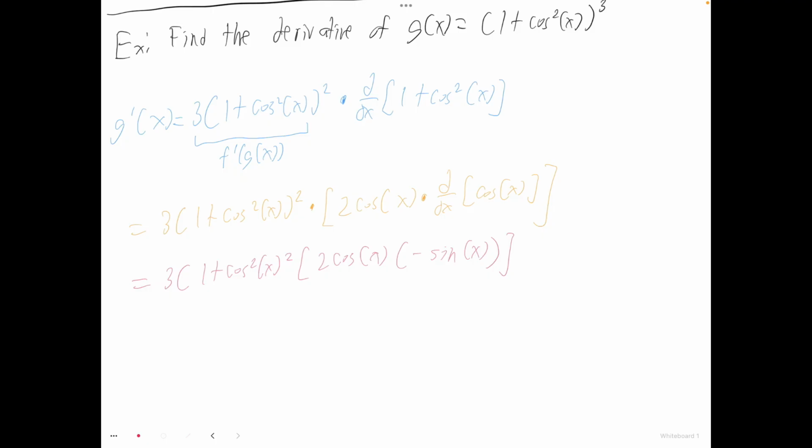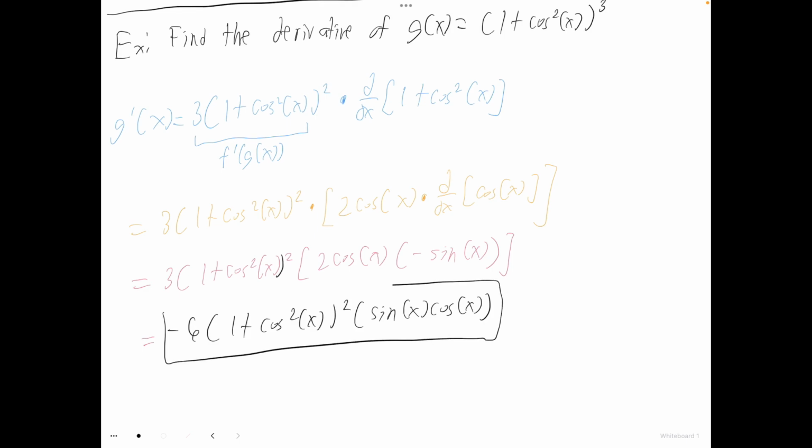And so multiplying this all out, we are going to have a 3 here with a 2 there, and a negative sign, so we have negative 6 times 1 plus cosine squared of x, all squared, and then times sine of x times cosine of x. And so that is our derivative for 1 plus cosine squared of x all cubed. And we were able to compute this derivative just using the chain rule twice.